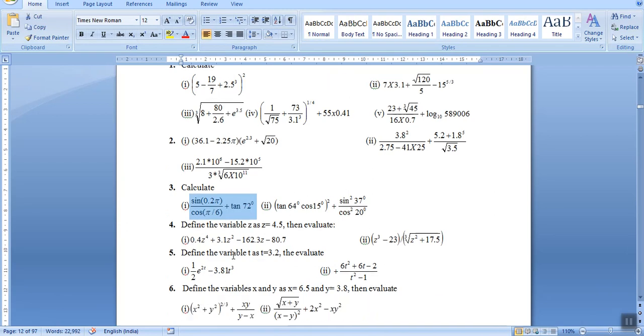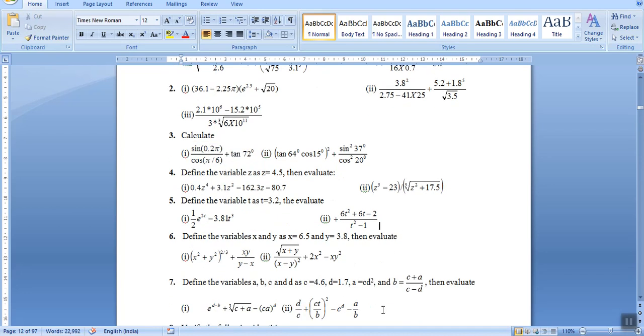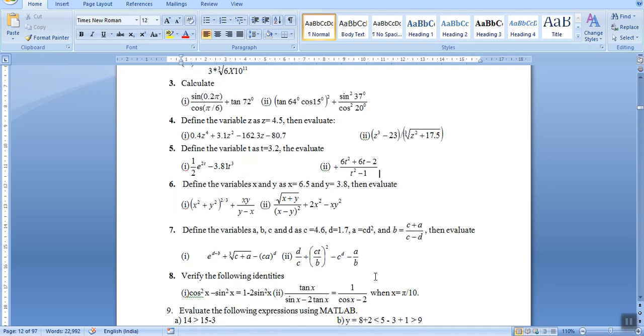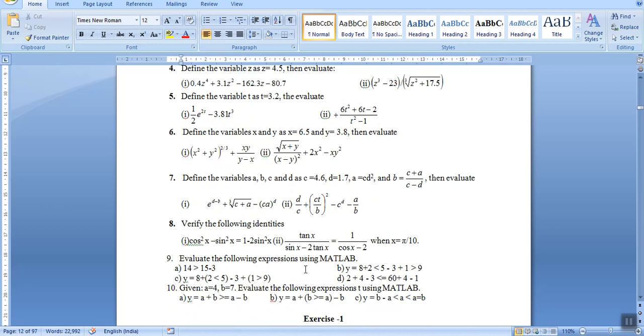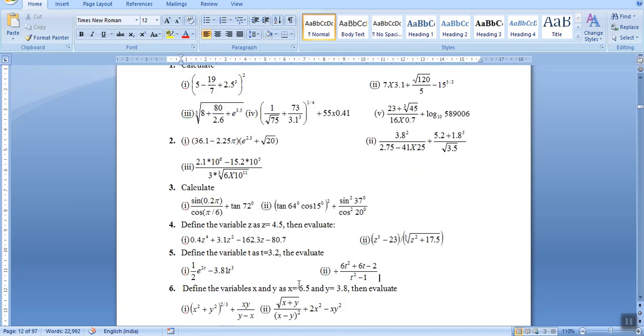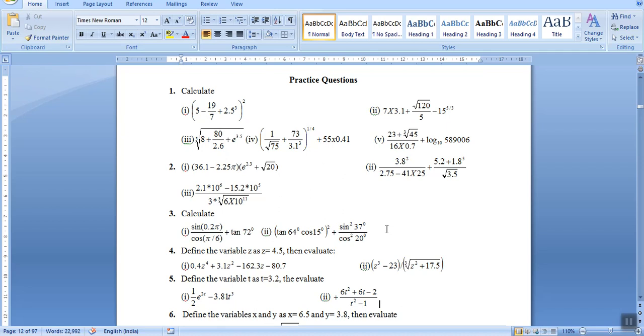Now evaluate this value. We will discuss this one later. After completion of variables, we will discuss this question and the remaining ones. Don't worry, we will discuss the remaining questions later. Just up to the third question, just solve it. We will discuss the remaining questions in the next class.